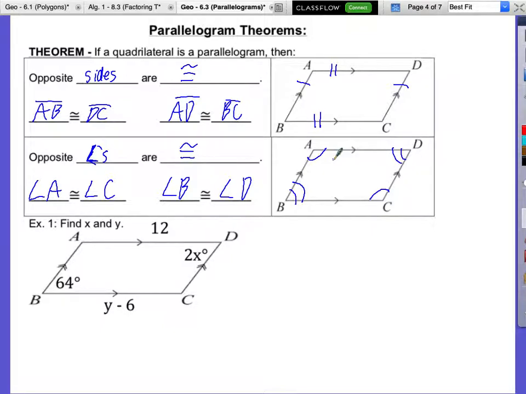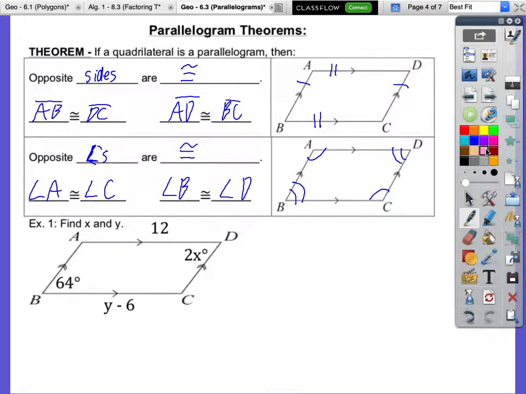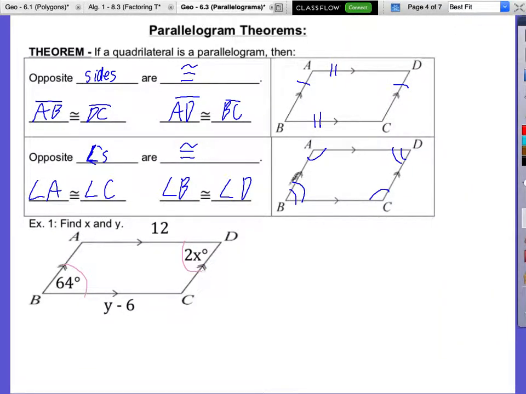Attention back up here, please. Thank you. Okay. So how would we find x or y? Raise your hand if you want to tell me either one. Kaylee Clark. I'll do x because it's easiest. So I know that 64 and 2x are congruent, so I set them equal to each other. Opposite angles are going to be congruent by our second theorem here. So 64 is equal to 2x. Congruent just tells us to set them equal to each other. And then I divide both sides by 2, and I got 32.